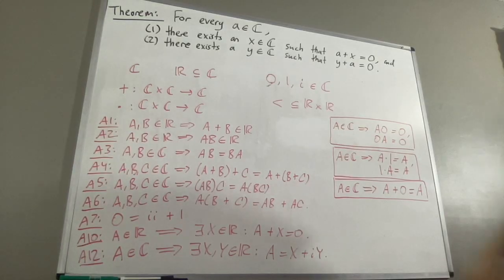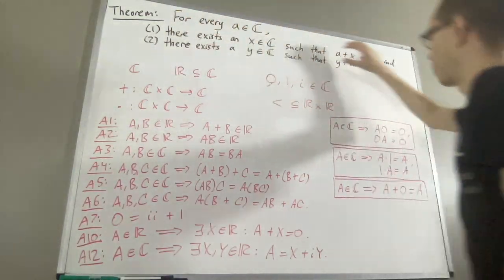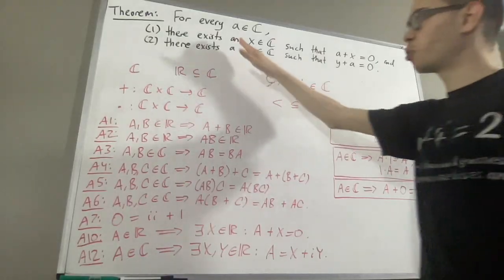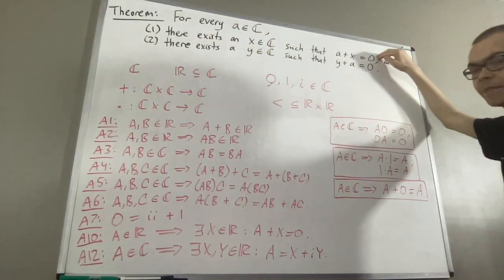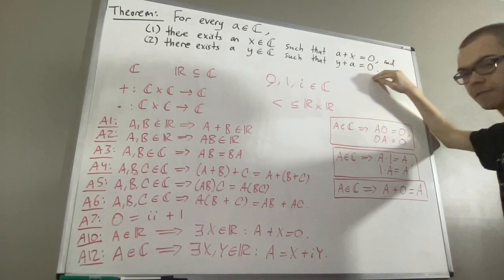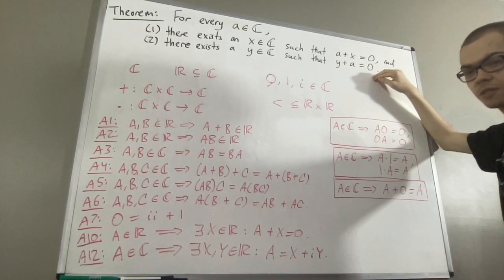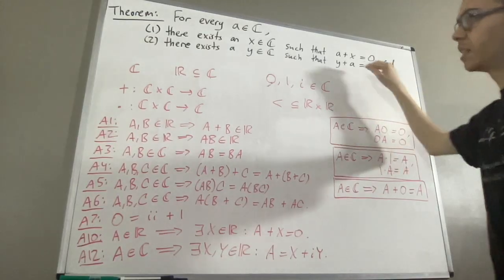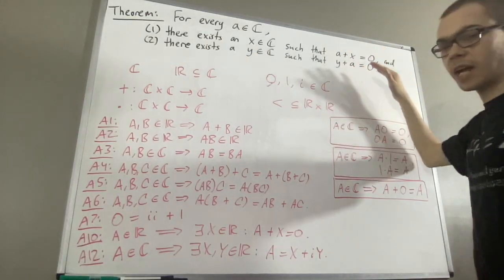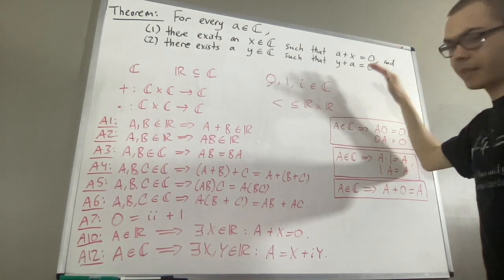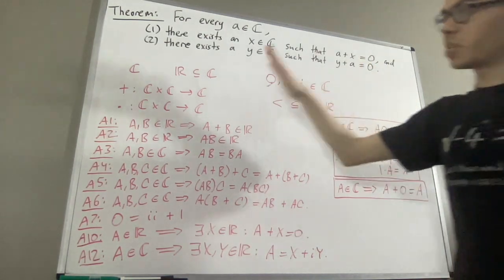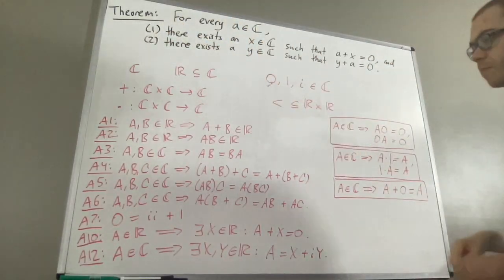Okay, so now let's get into proving this theorem. So notice, we're essentially proving that every complex number has a right additive inverse and a left additive inverse. And there's nothing saying that the left additive inverse and the right additive inverse are equal. Right? We're not at that point yet. So let's get into proving this theorem.